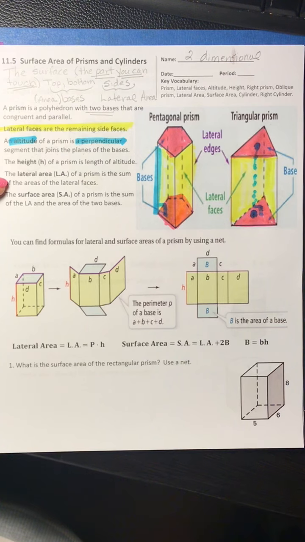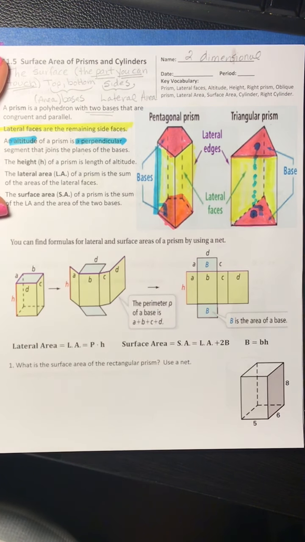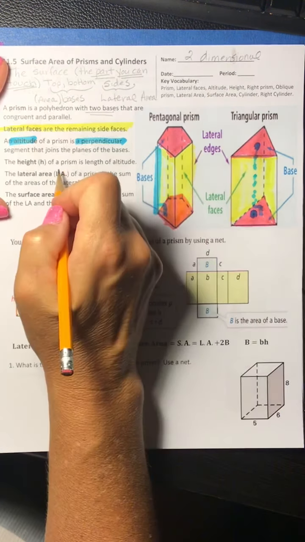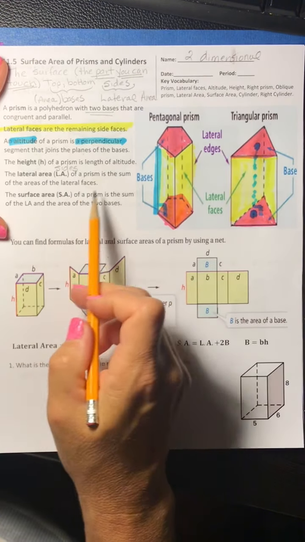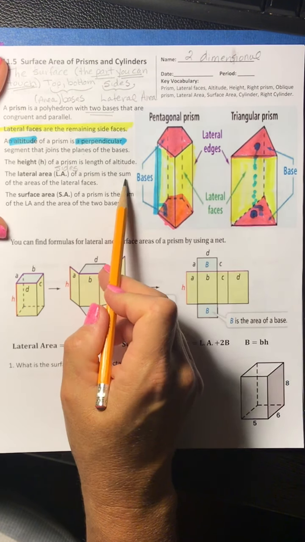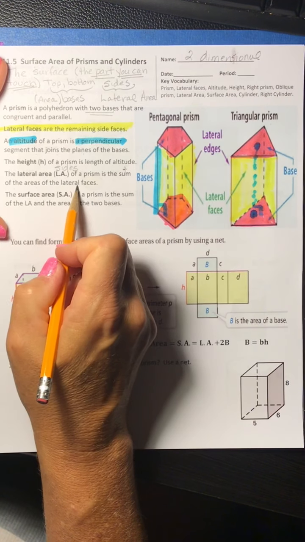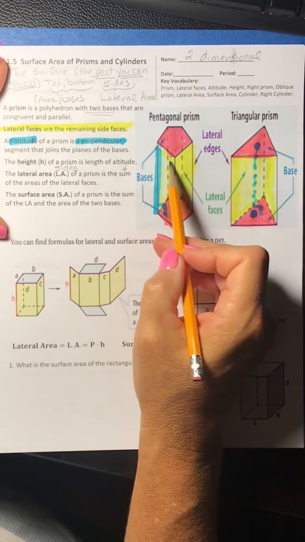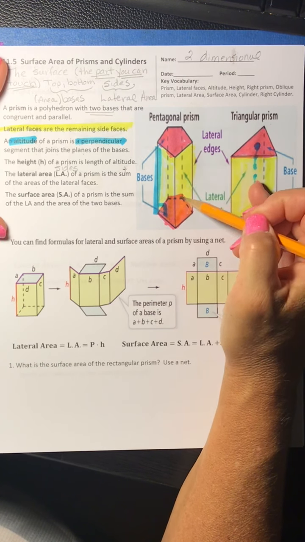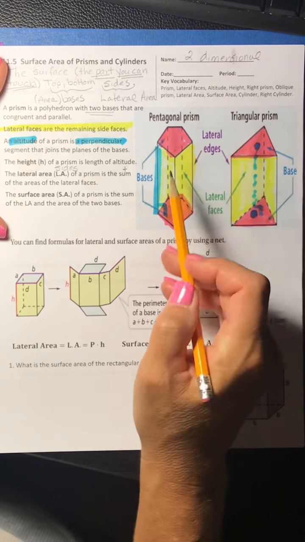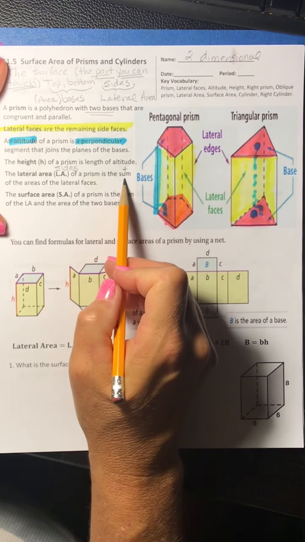The lateral area, which we're going to call LA, and don't forget lateral means the sides of a prism, is the sum of the areas of the lateral faces. So it's this rectangle plus this rectangle plus the rectangle in the back, okay? It'll have altogether 5 sides. It's the sum of those sides.